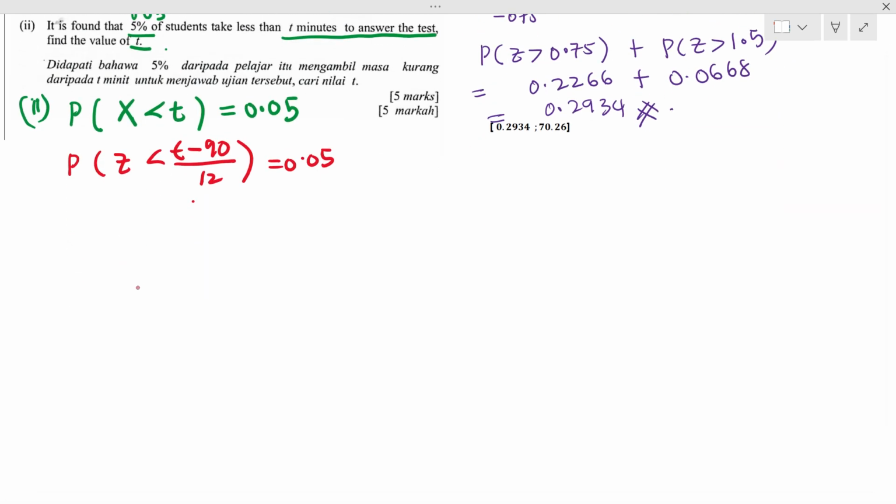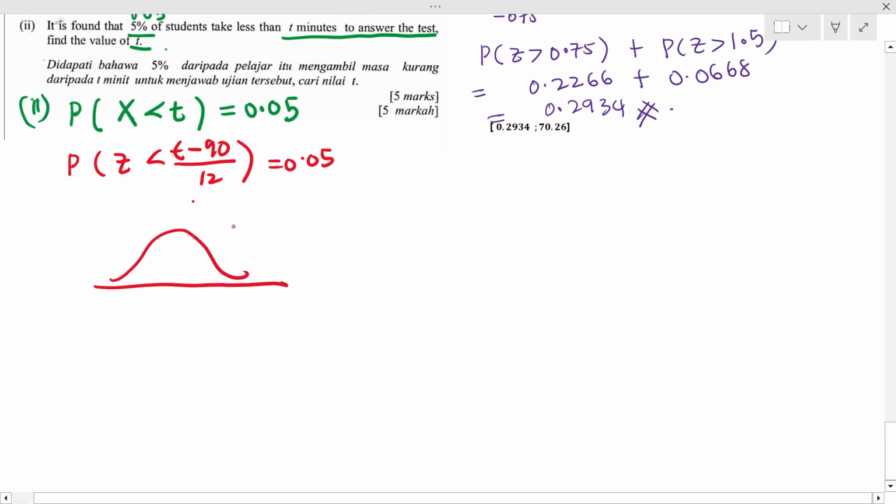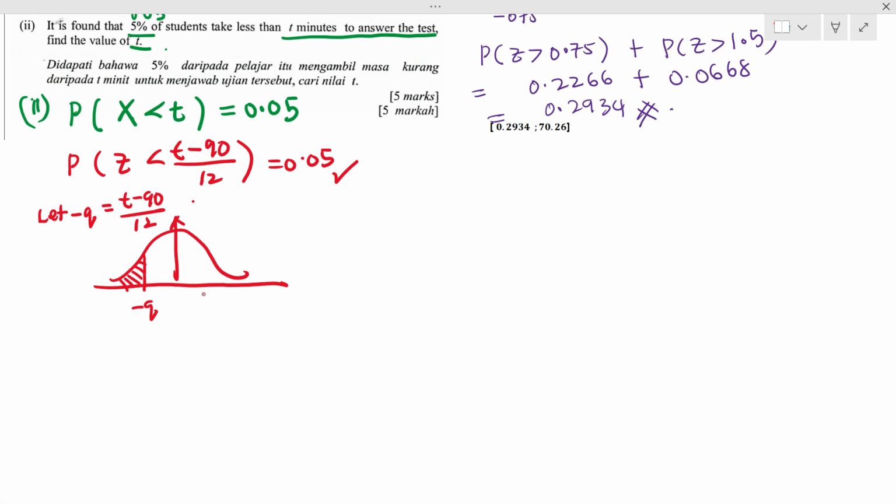Now I cannot use the t because t is in the question. Let me put it as a q. So your q should be negative q, and then you shade left hand side, and the area could be 0.05. So let negative q equal t minus 90 over 12. Baru logic. Betul tak? If it is positive and then you shade left hand side, it will be more than 0.5, which violates the probability rules.